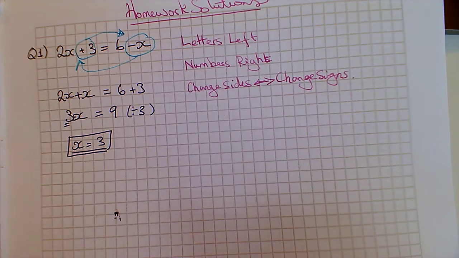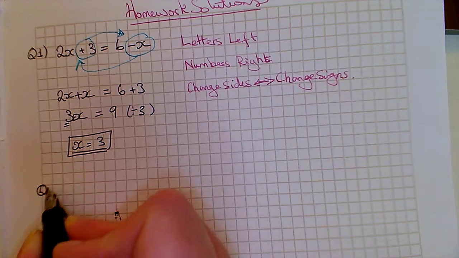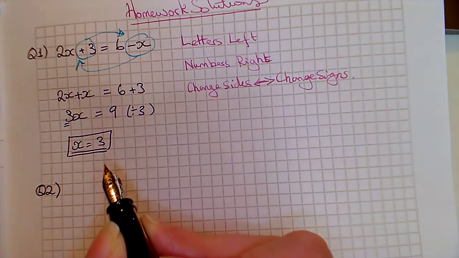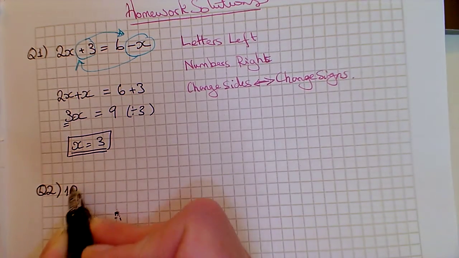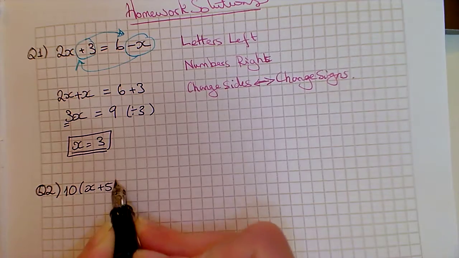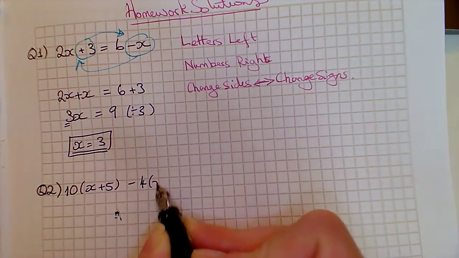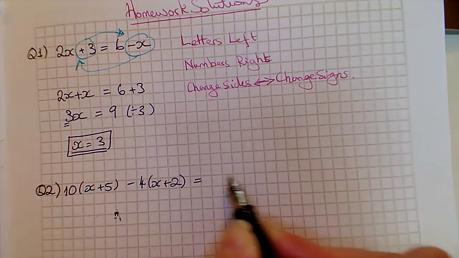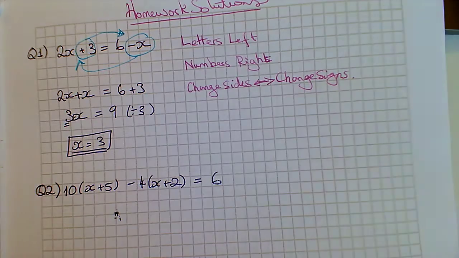Okay, straightforward enough, I hope. Let's move right on to question 2. So we need to get through them all. We've got 10 bracket x plus 5 minus 4 bracket x plus 2 equal to 6. So we have a lot of work to do with this.